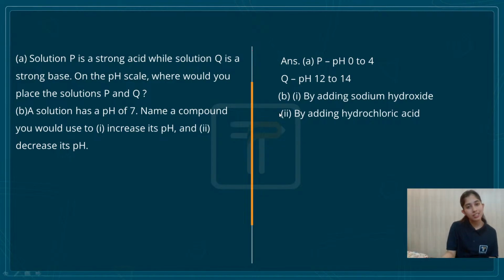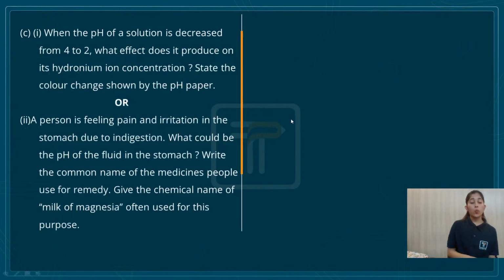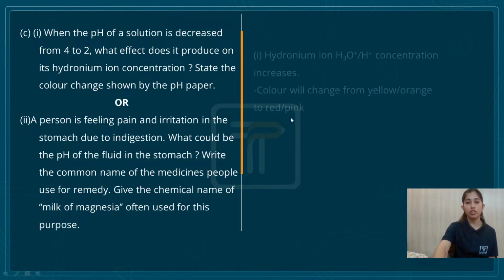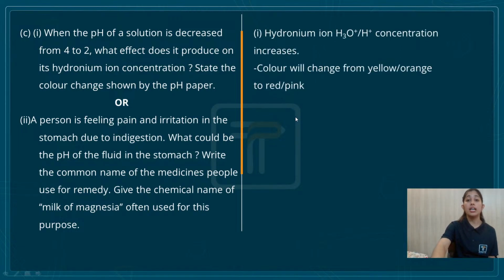Simple. Add sulfuric acid. Simple. Okay. Next. When the pH of a solution is decreased from 4 to 2, what effect does it produce on its hydronium ion concentration? As I told you students, hydronium ion concentration is going to increase and color will change from yellow or orange to red and pink.